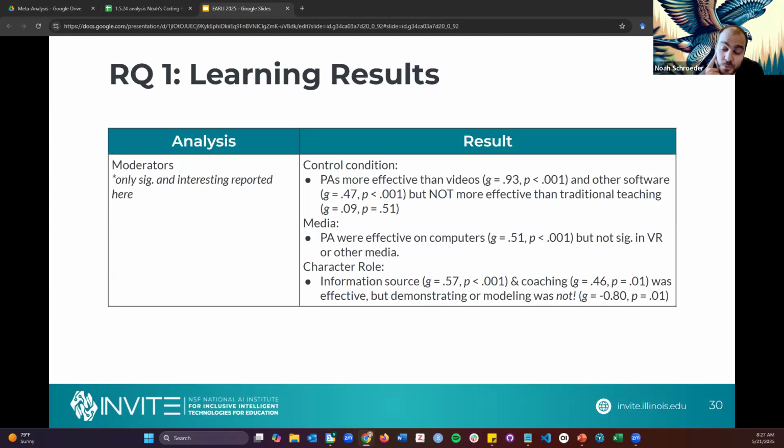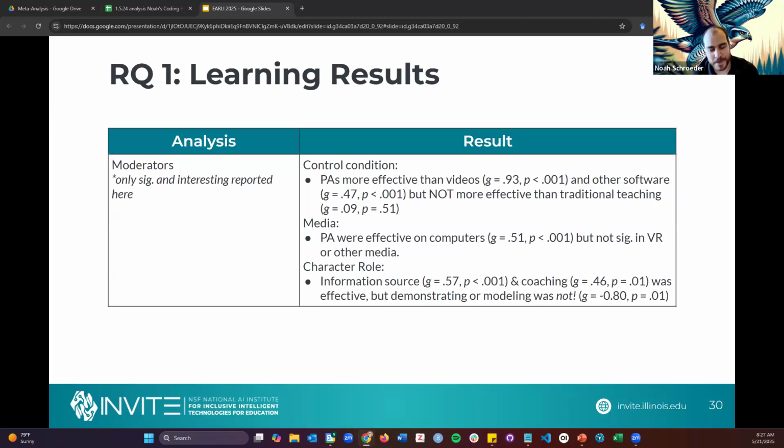In terms of the character's role, we found that they were very effective as an information source. That's when the character just sits on the screen and talks like I'm doing now. They just talk endlessly about whatever it is that they're teaching. They were quite effective for that. And they were also quite effective for coaching, but they were not effective as demonstrating or modeling.